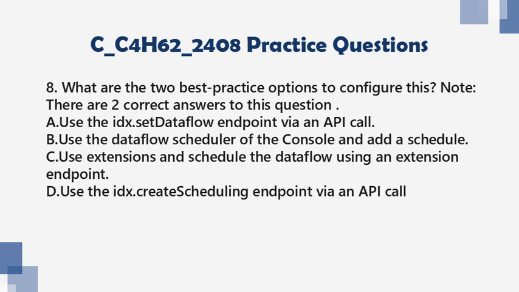8. You want a data flow to run regularly. What are the two best practice options to configure this? Note: there are two correct answers to this question. A. Use the IDX set data flow endpoint via an API call. B. Use the dataflow scheduler of the console and add a schedule. C. Use extensions and schedule the dataflow using an extension endpoint. D. Use the IDX create scheduling endpoint via an API call.